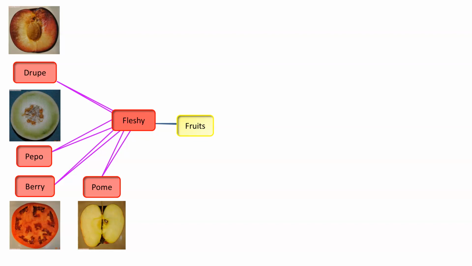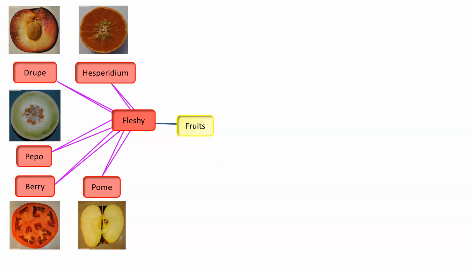Fleshy fruit would include a pepo. And a pepo is a fruit that has a large rind around the outside of it. When we think pepo, this is a muskmelon. Think cantaloupe, cucumber, zucchini, pumpkin, watermelon. They all have the same basic kind of thick rind around the outside and the seeds scattered throughout the inner part of it. A hesperidium is a fruit that has a leathery outer part to it.